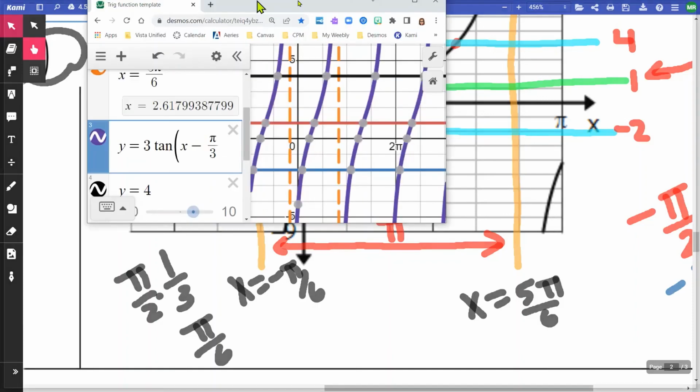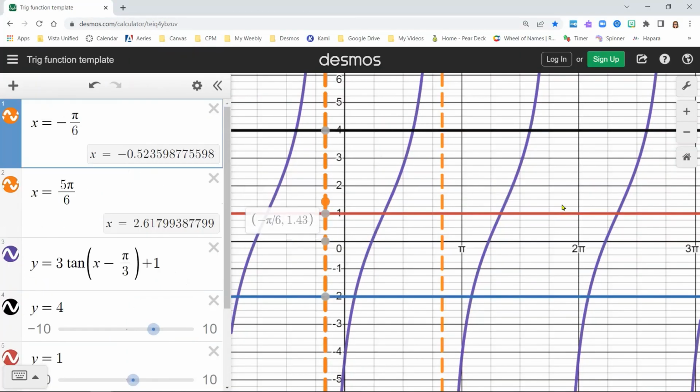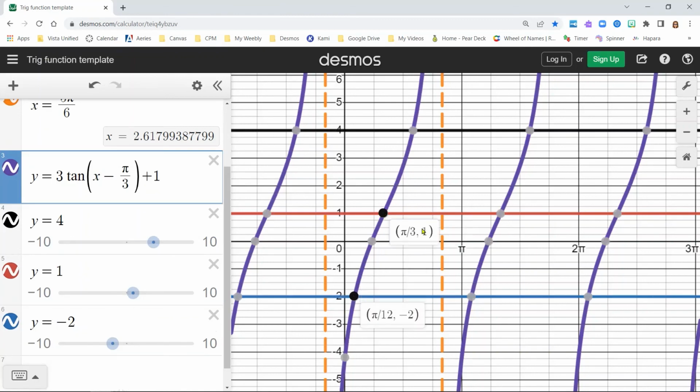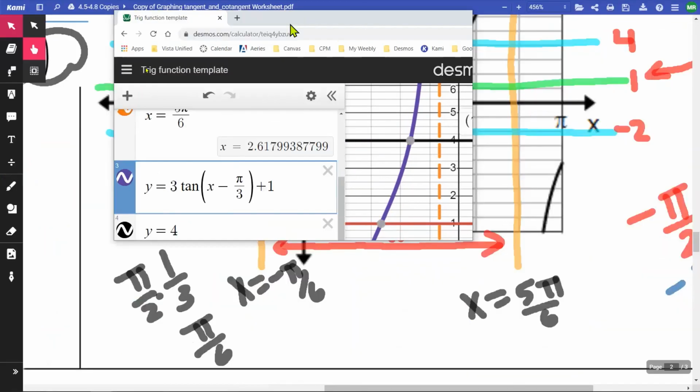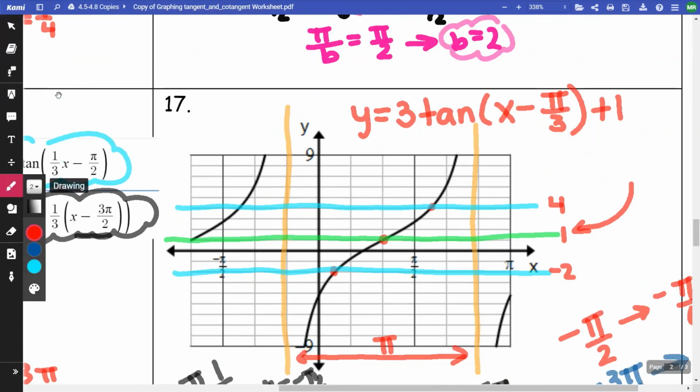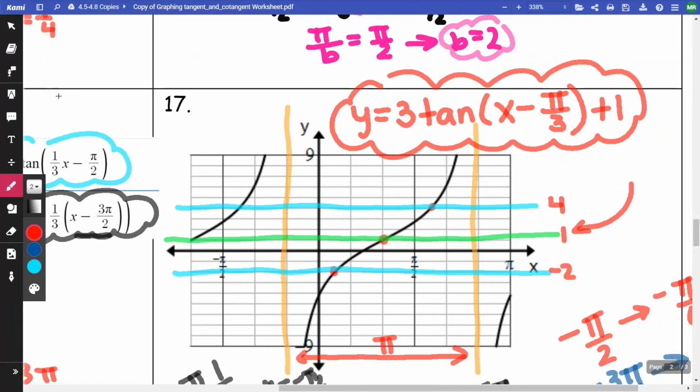If I come here and look at this graph, just as a double check, you don't have to do this, this one down here is at pi 12ths, this one here is at 1. Pi thirds is at 1, and 7 pi 12ths is at 4. That's just a way to double check yourself. So my final equation is y is equal to 3 tangent of x minus pi thirds, plus 1.